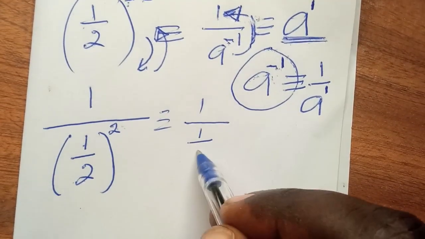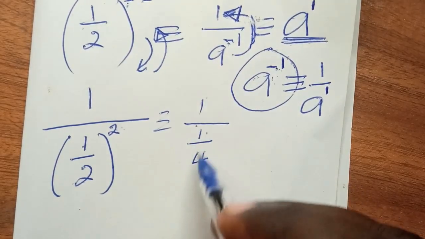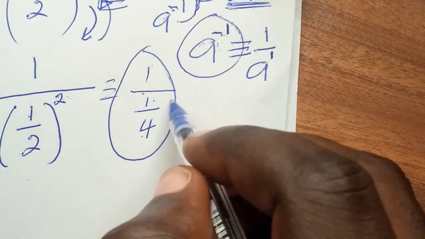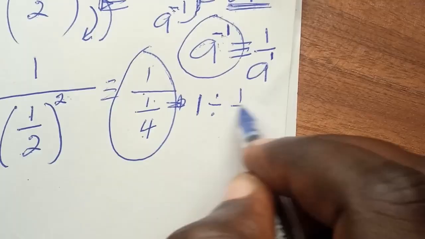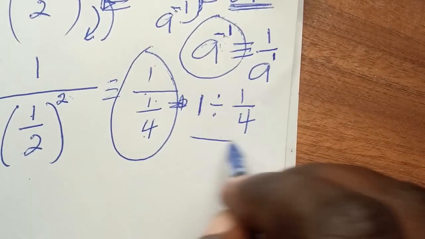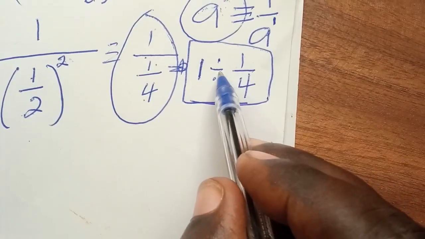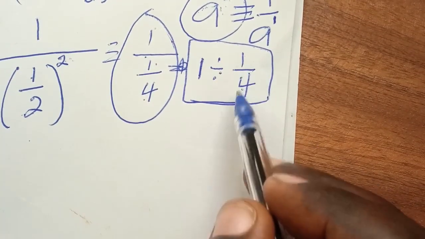2 squared is 4. So the result of this gives you 1 divided by 1 over 4. Remember, 1 divided by 1 over 4. You can still express this as 1 divided by 1 over 4. Now the rule states that when you have something like this, you must change the divide sign to a multiplication sign and bring the fraction to a normal value.